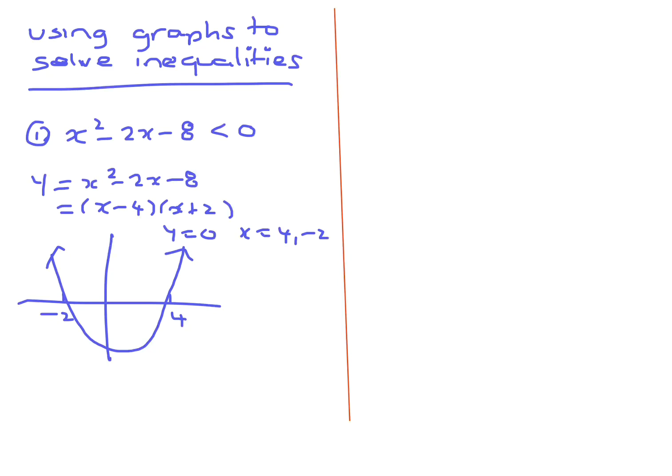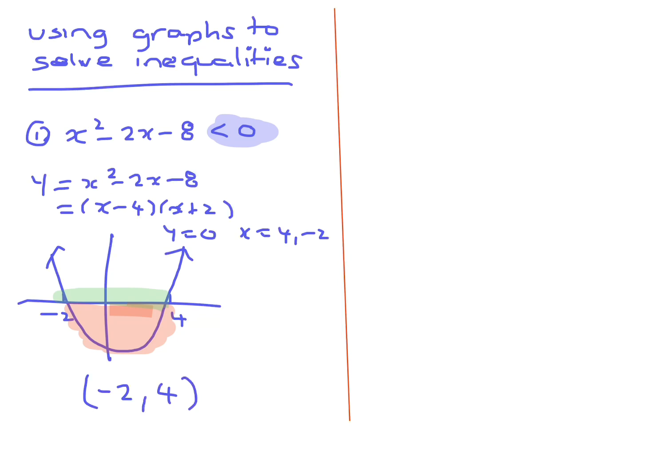So the question here is saying you want to find where that curve will give you negative values. And you can see it's below here. So the value of x where this happens is in between minus 2 and 4. That means it would be where it doesn't say equal to, so we don't want it equal to. So it's just going to be a curvy one like that. Minus 2 to 4, that's where you would get negative.